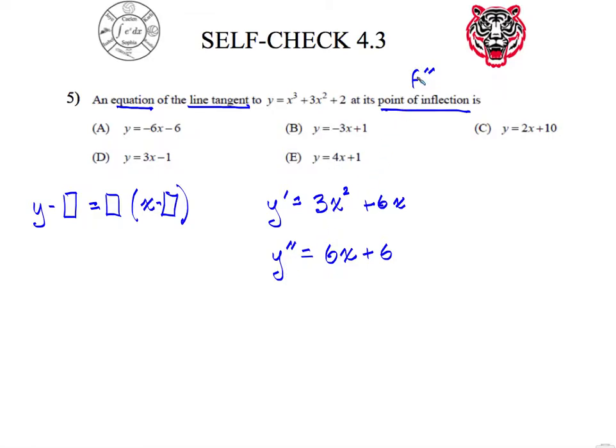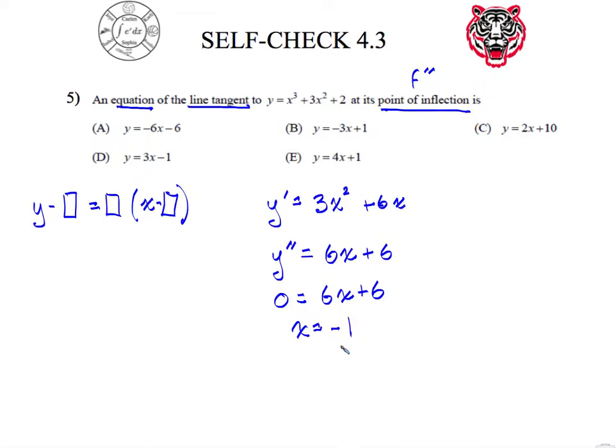Okay, so f double prime is the test. What is the definition of inflection point? When it equals 0 or when there's a sign change? Good question. Sign change. And the only possibility of a sign change is where it's set equal to 0. So setting 6x plus 6 equal to 0, x is equal to what? Negative 1.